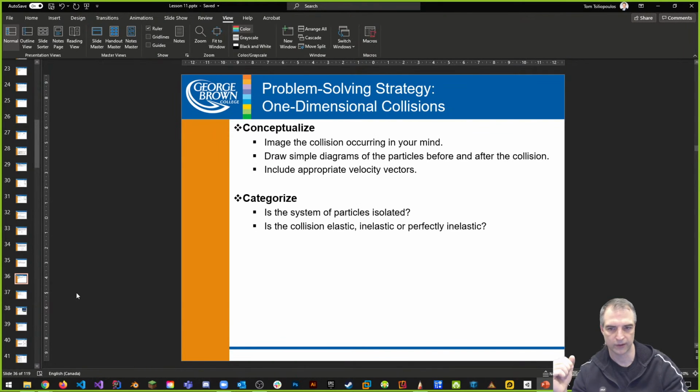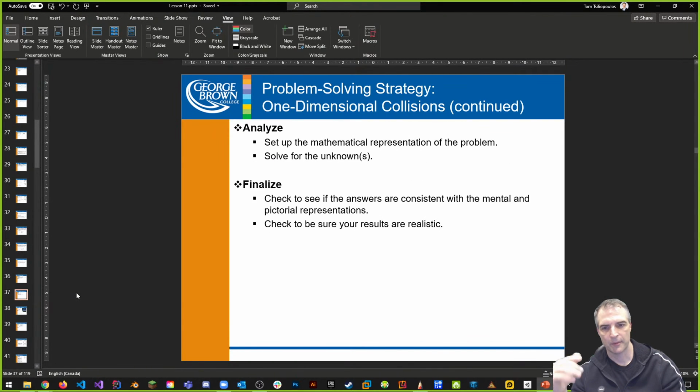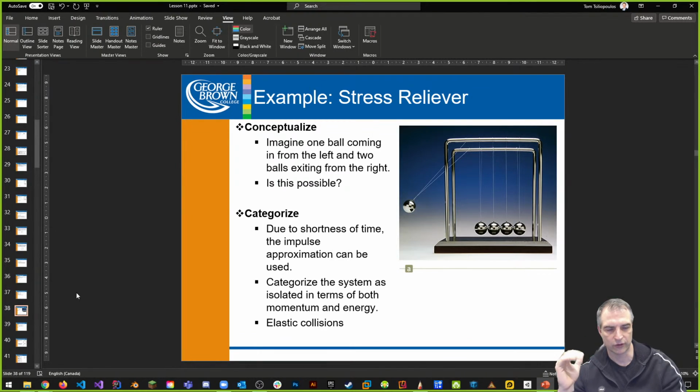I'm just going to go into the next scene here. I'm going to skip by these to go to the next thing so we can save some time. Okay, so imagine here's a stress reliever. Imagine one ball coming in from the left and two balls exiting from the right. Is this possible? Well, due to the shortness of time, the impulse approximation can be used because it's only going to be hitting the ball very minimally.